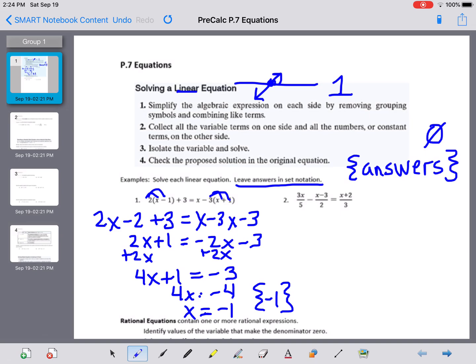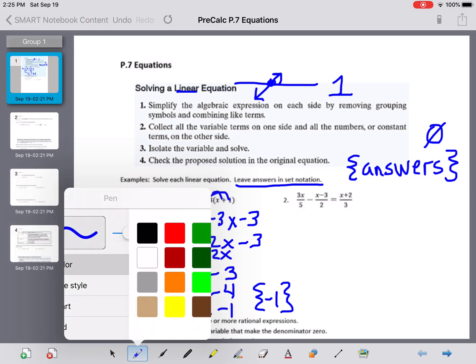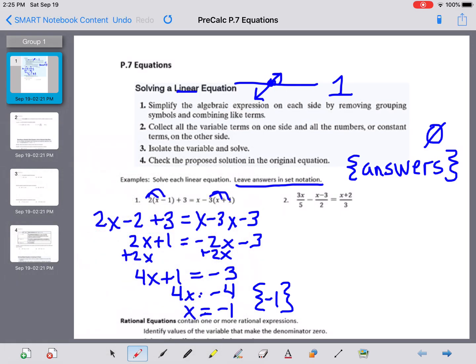So on number 2 here, I see that I have a denominator under this. I'm going to be honest, when there is an equal sign involved, the best way to get rid of denominators is to multiply by your least common denominator. But make sure there is an equal sign involved. Otherwise, it's an expression and you can't do that. So I see an equal sign here.